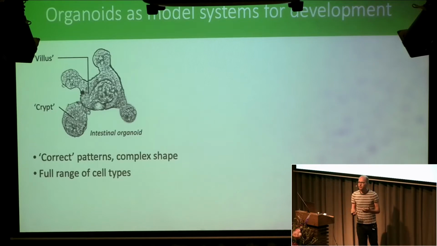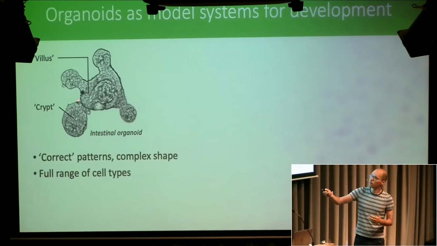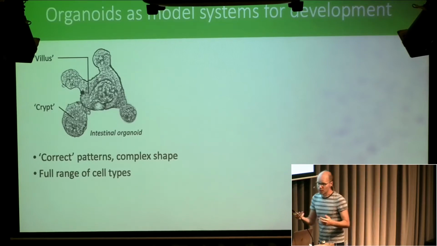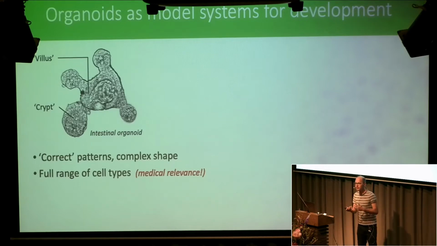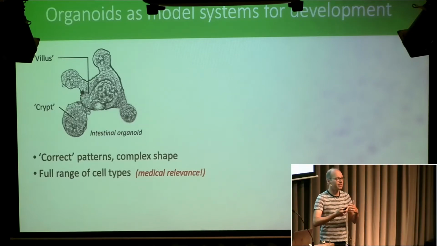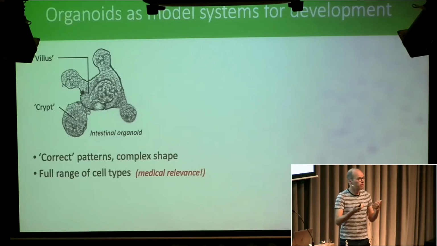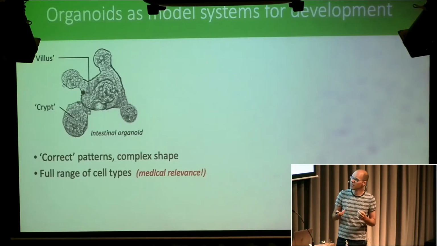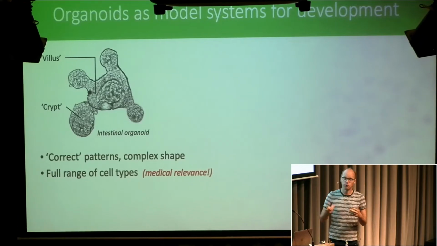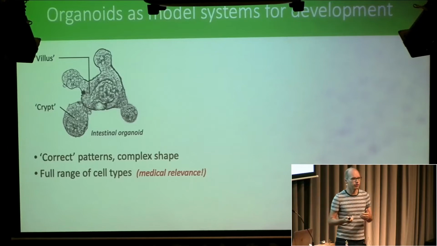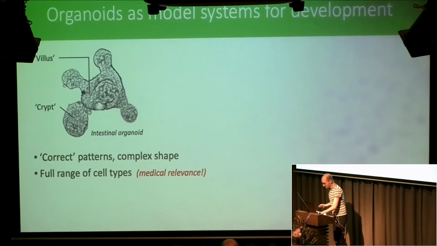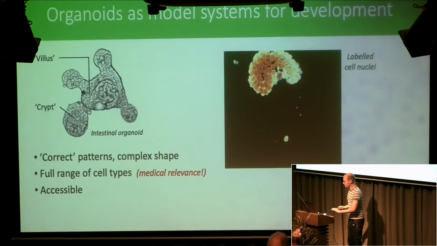What is really nice about these organoids is that they display the full range of cell types that you see in vivo. And something to note is that many of these cell types are very relevant for understanding disease. They can be functioning not properly when you're diseased, and so they're really medically relevant. And the only way for many of these cell types to currently culture them in the lab is in the context of these organoids. The other thing that I really like about organoids is that they're very accessible.